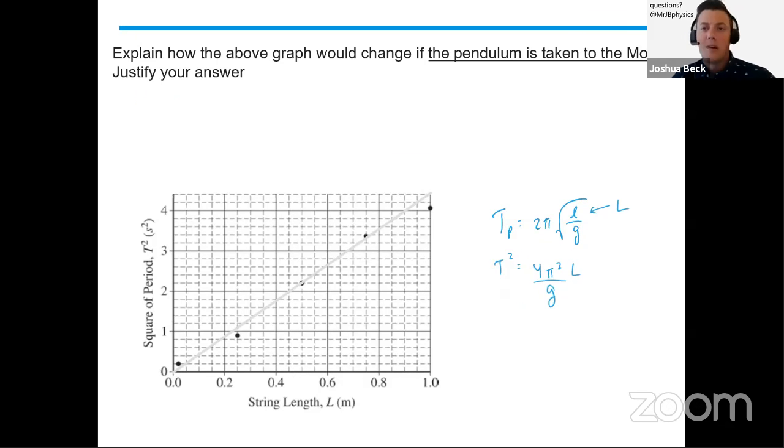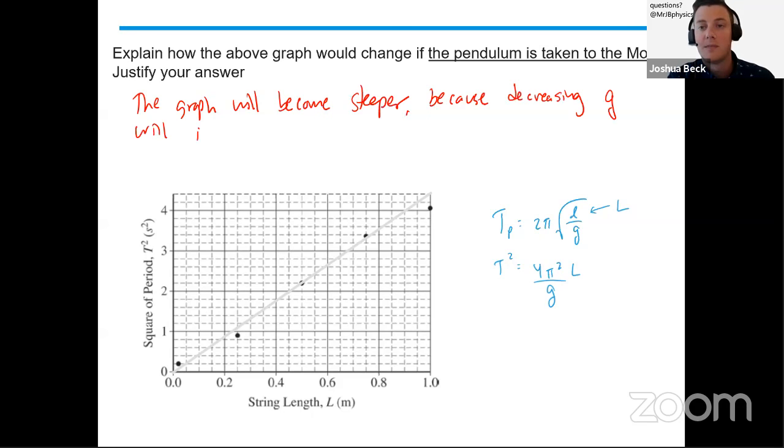Finally, how would this change if the pendulum is taken to the moon? Well, what do we know about the moon? Right, the moon is going to have a weaker gravitational field. So the gravitational field, g, which would be equivalent to the acceleration due to gravity for an object in free fall, that g value is going to be smaller on the moon. Now, you may know exactly how much smaller, you may know what factor it is. That's not important. You just have to recognize that it's smaller. So in this case, the graph will become steeper. That's what's going to change about the graph. It'll become steeper because decreasing g will increase the period for any given L value.